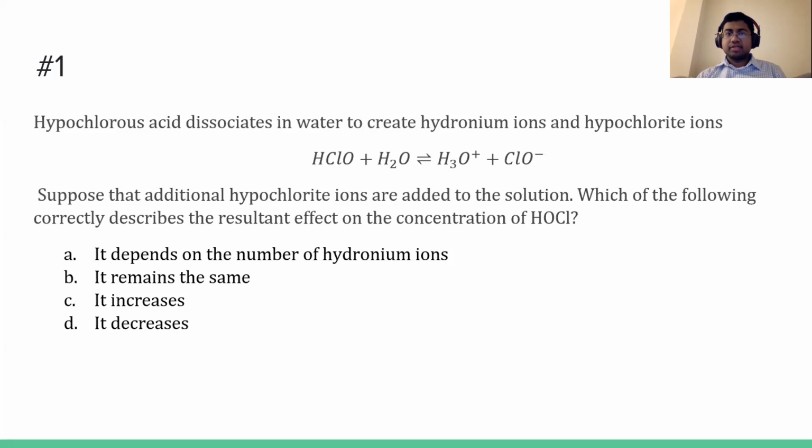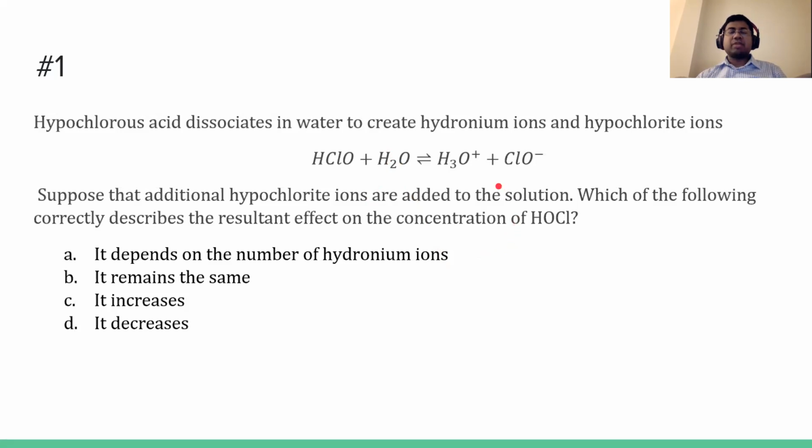Increase? Say that again? Increase? Yes, it would increase. Why? Because we're having more HClO. So when we have more of the HClO, since it's an acid, the pH is going to increase. Well, more of it is being produced.